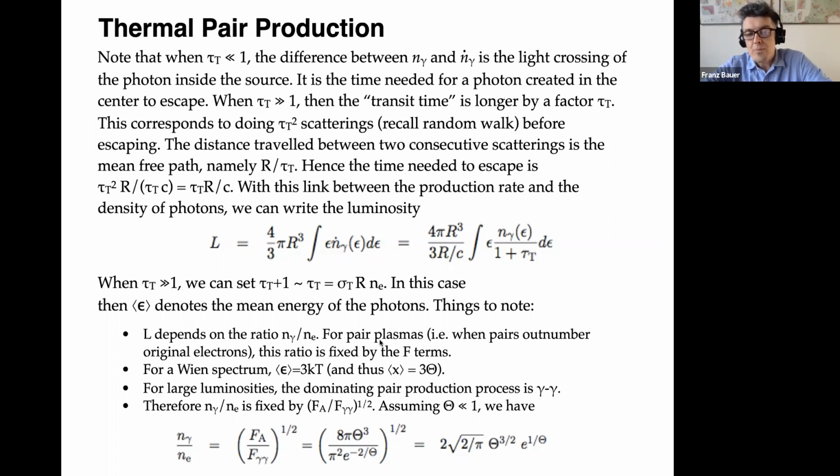And so if we have a pair plasma, when the pairs start to outnumber the original electrons, then these numbers are just fixed by the F terms. And so the luminosity coming out of here then plateaus at some value, which is fixed by these F ratios that we calculated.